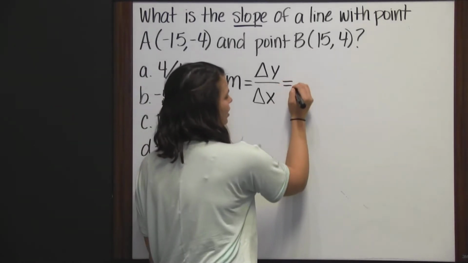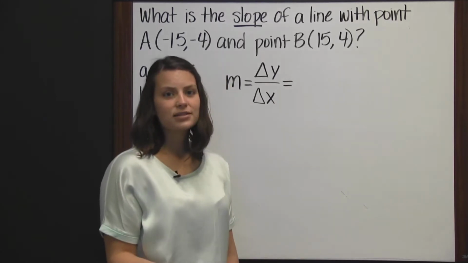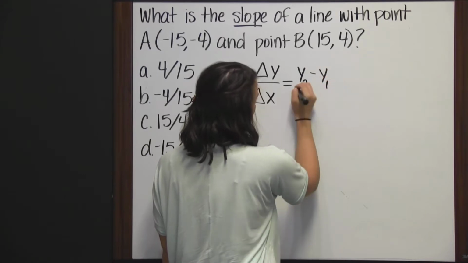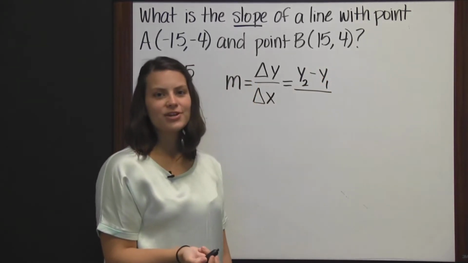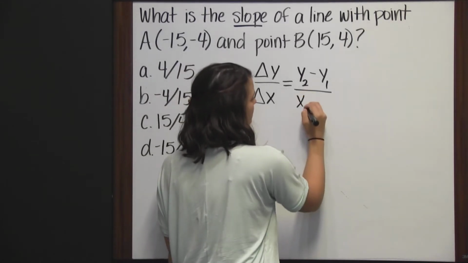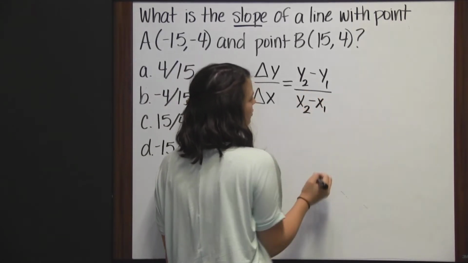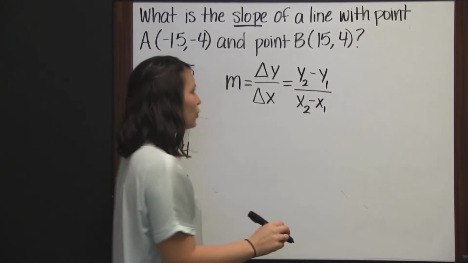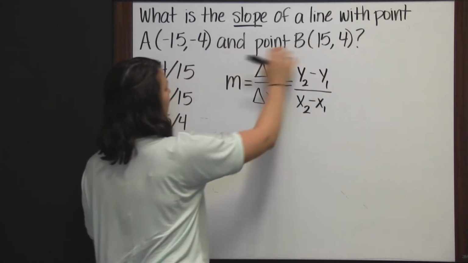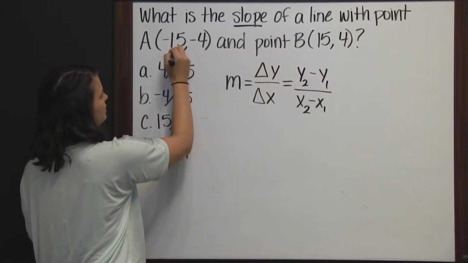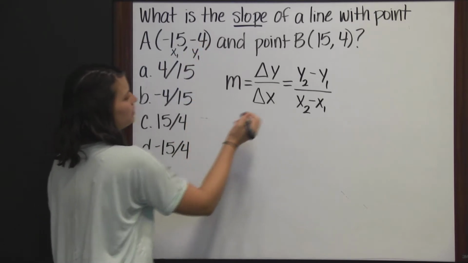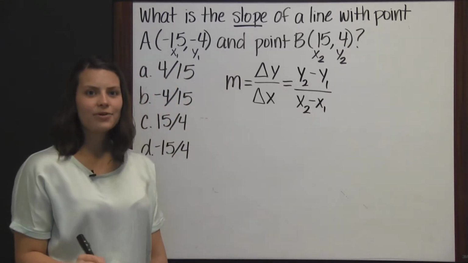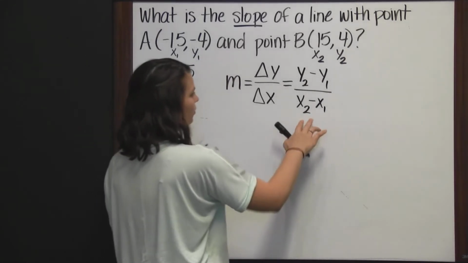To find the change in y, you must subtract the y coordinates. So y2 minus y1. Likewise, to find the change in x, you must subtract the x coordinates in the same order. So x2 minus x1. Now where are these? Well, we were given two ordered pairs. So that means we have an x1 and a y1 and an x2 and a y2. So now we have the coordinates to substitute into our slope formula.